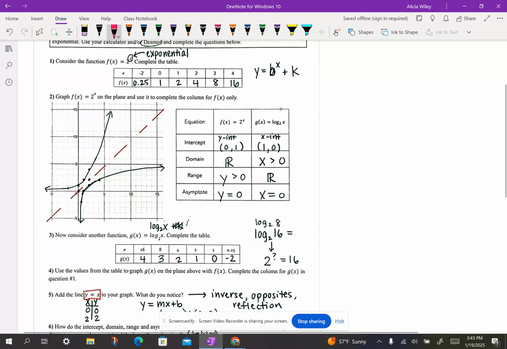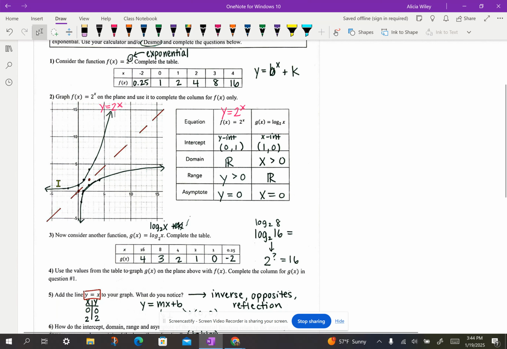Remember that f of x is the same as saying y, so you can always rewrite that equation as y equals 2 to the power of x. They wanted you to graph that line, so you can see that I went ahead and graphed that here, right? So that was this first equation, y equals 2 to the x right there.